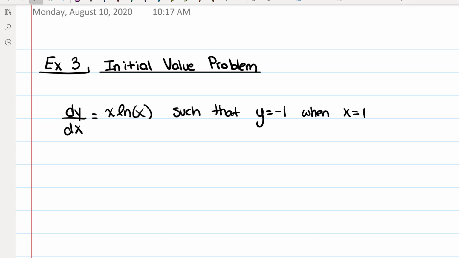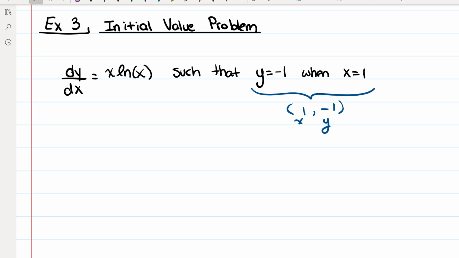So the first thing I want to note is that it says that y equals -1 when x equals 1. So it's really helpful to write this as the coordinate (1, -1), because that's your x value and that's your y value. That comes in handy because you don't want to get them backwards. So let's go ahead and start this off.